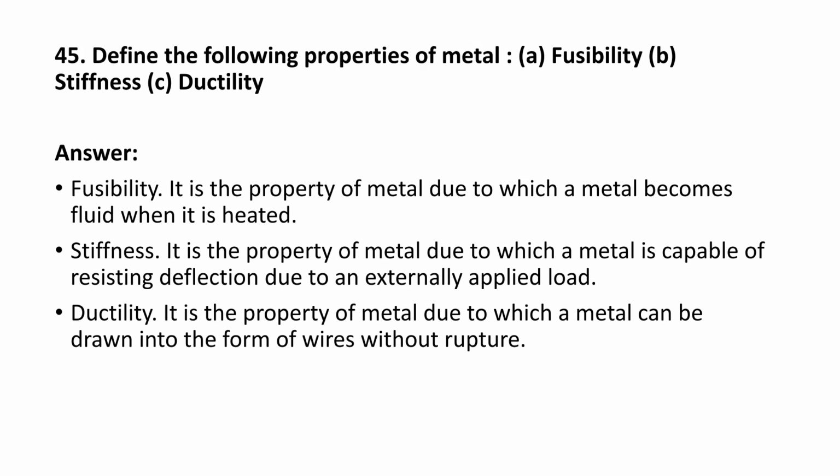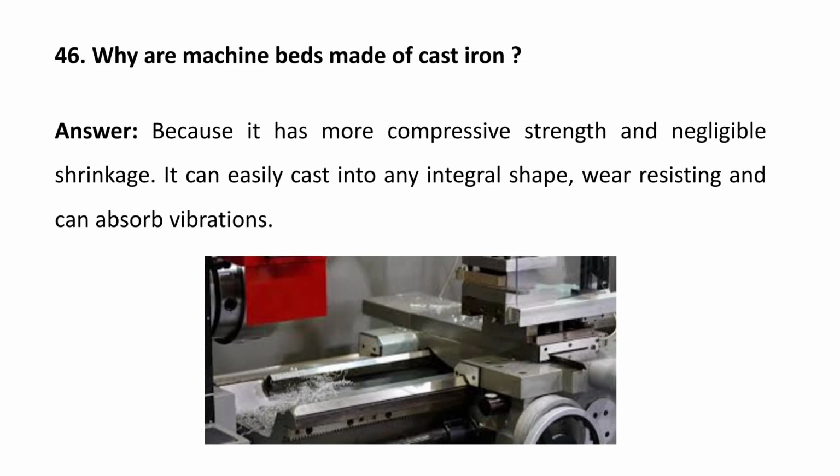Next question. Define the following properties: fusibility, stiffness and ductility. Fusibility is the property of a metal due to which it becomes fluid when it is heated. Stiffness is a property of a metal due to which it is capable of resisting deflection due to an externally applied load. Ductility is a property of a metal due to which it can be drawn in the form of wires without rupture.